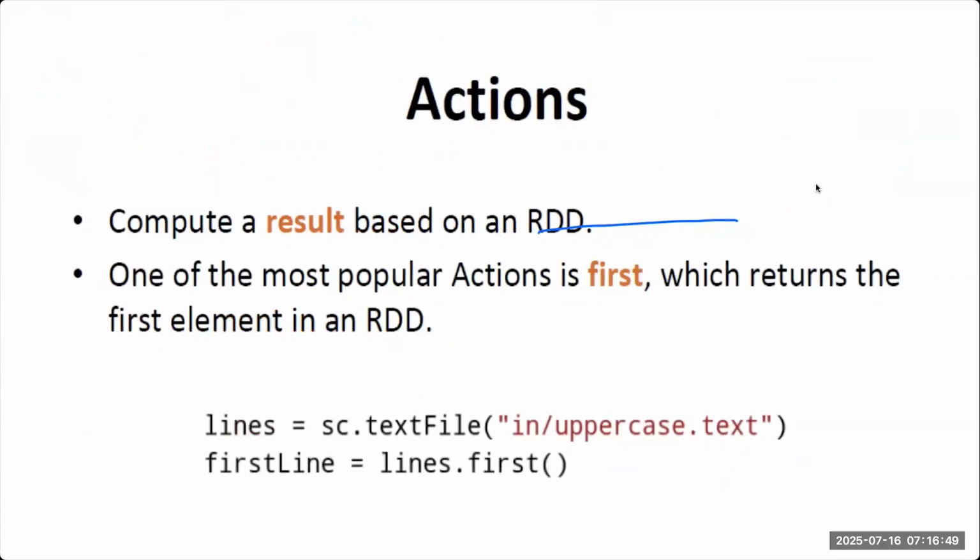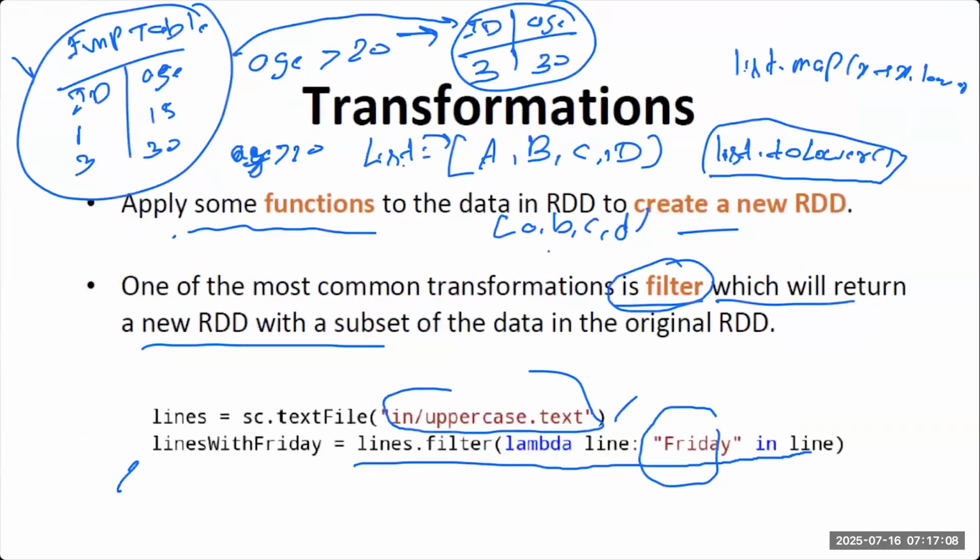Okay, so I was talking about actions. An action is where, once you perform it, it will get the result and send it to the driver. We have filter as a transformation. One action is first, and first will give you the first line from the result. You have this employee table, right?